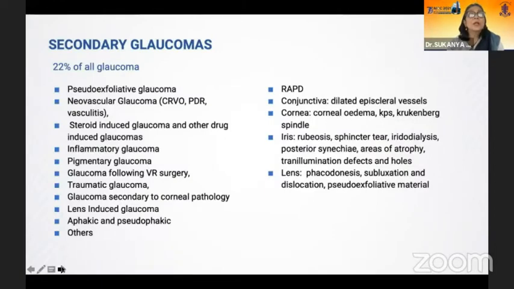Secondary glaucomas constitute 22% of all glaucomas. So it's very important to do a slit lamp examination, and often we have clues which will indicate the etiology of the glaucoma. Pseudo-exfoliative glaucoma, neovascular glaucoma, steroid-induced glaucoma, inflammatory glaucoma, these are the commoner forms of glaucoma. A quick examination, looking at the pupil, the conjunctiva, the cornea, the iris, and the lens in a systematic manner will always identify the presence of secondary glaucoma.